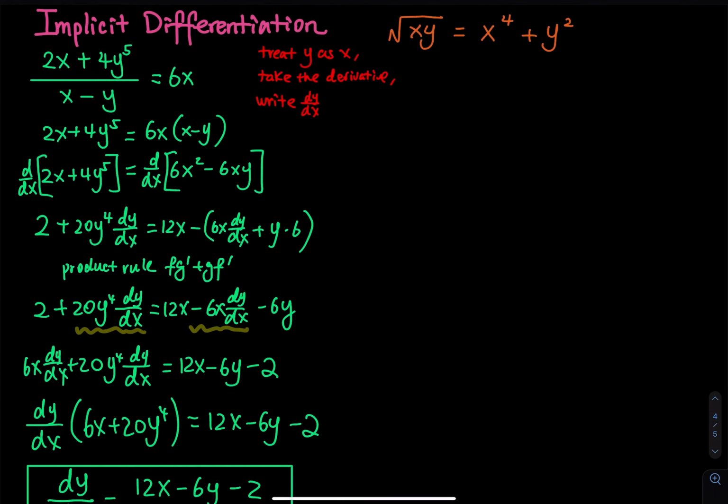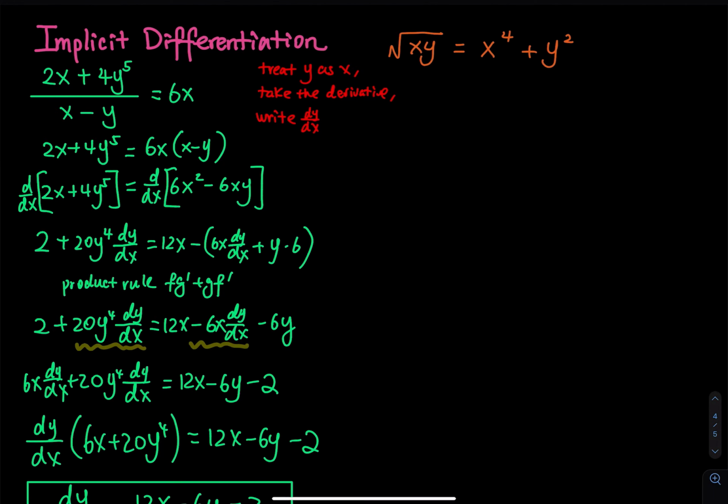The next one, we have the square root of x times y. So there is a chain rule in there, right? The product rule, I mean, is in this parenthesis. Let's make that clear. And then the next one, we have the square root of xy equals x to the fourth plus y squared. So definitely there is a chain rule in the square root.